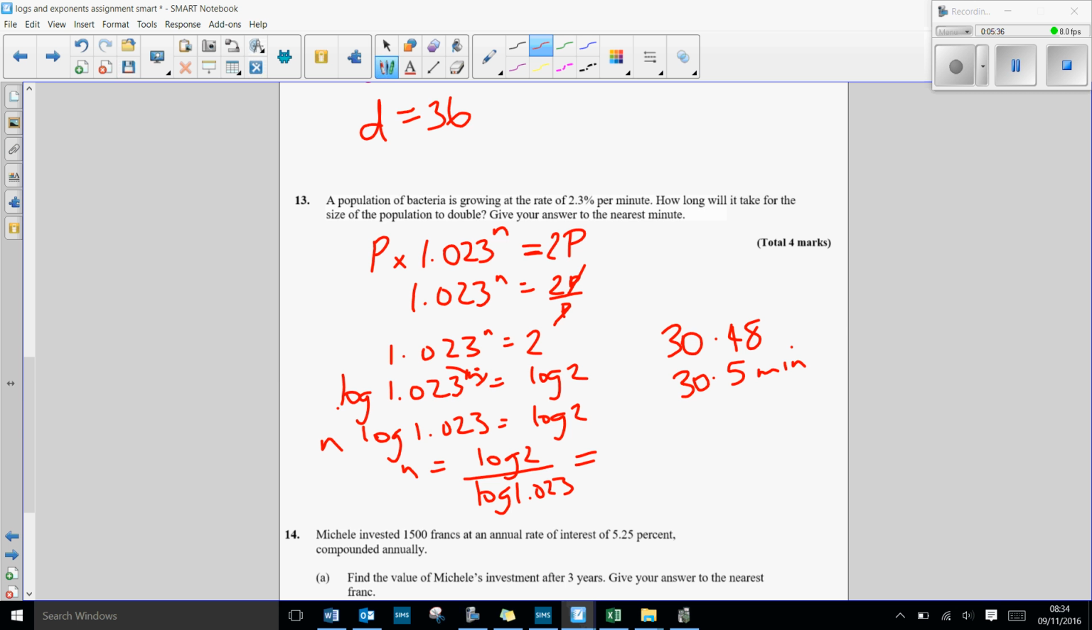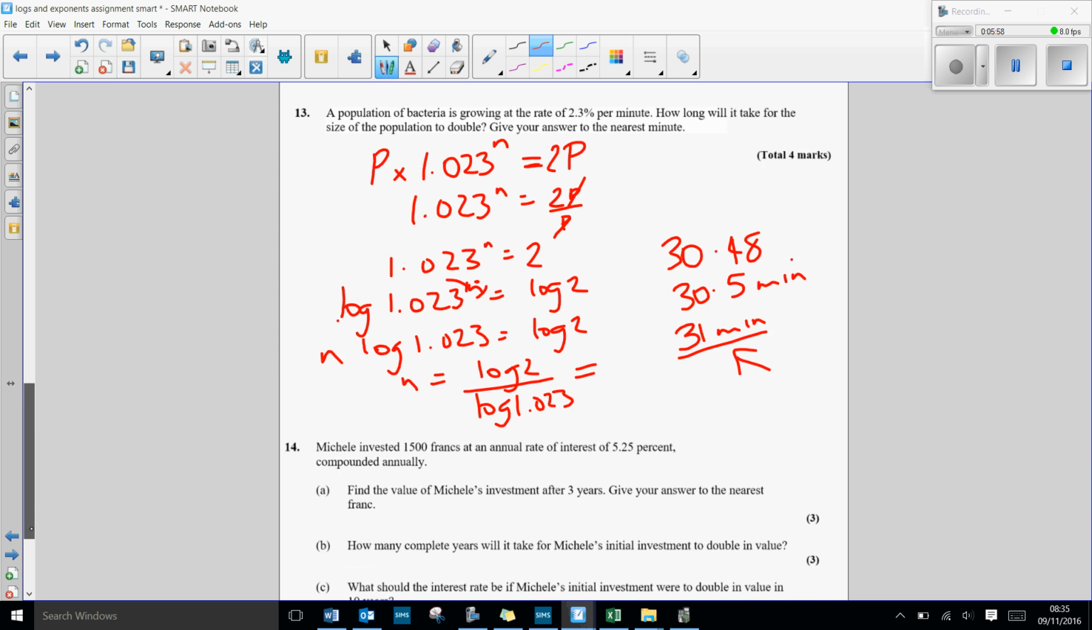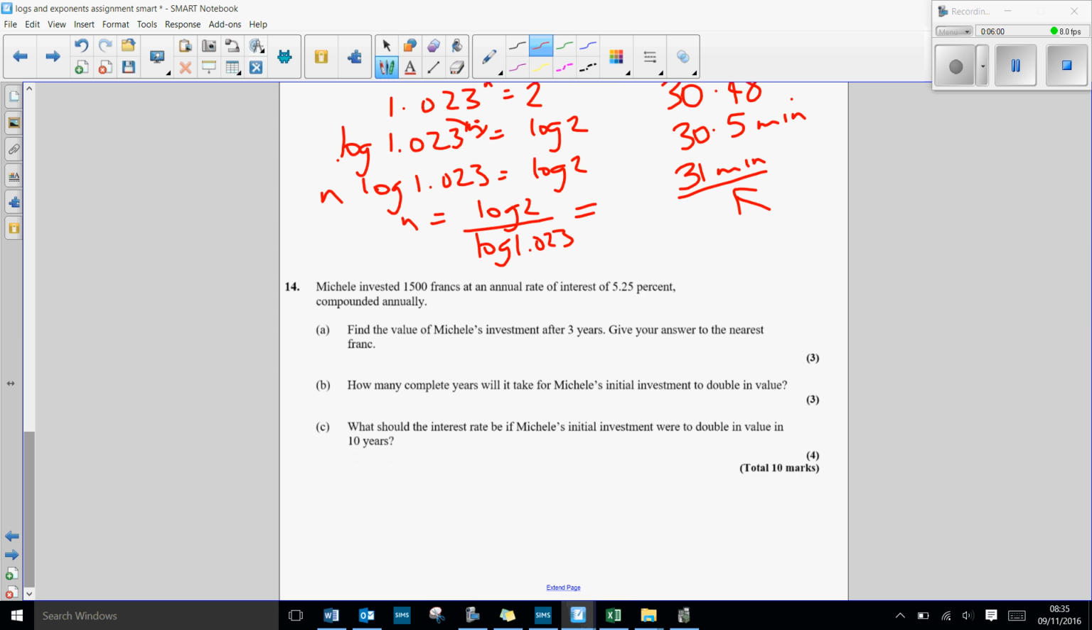Now, the question says to give to the nearest minute, which in my mind this would be 31 minutes. Unfortunately, the mark scheme specifically says not to accept the answer of 31 minutes. Not 100% sure why that is. Could be something that they then change at a later date, but I've marked it according to the mark scheme.